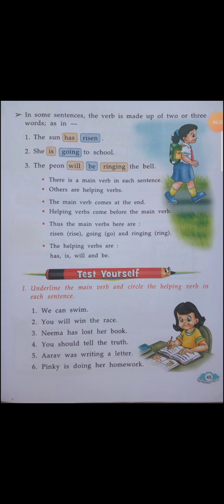In some sentences, the verb is made up of 2 or 3 words, as in, the sun has risen. She is going to school. The peon will be ringing the bell. Now, there are some sentences in which there are more than one verbs. One is the main verb and the others are helping verbs. The main verb comes at the end. Helping words come before the main verb.